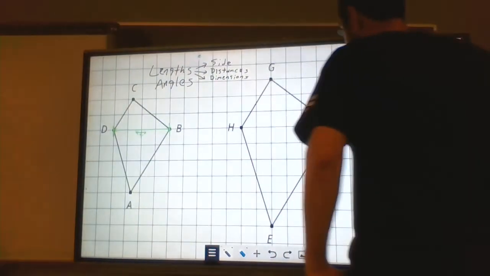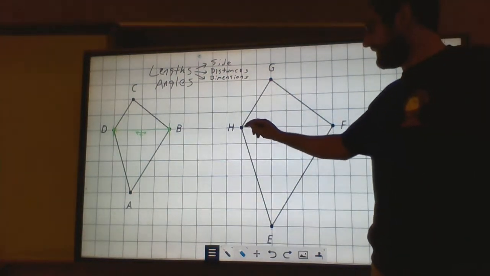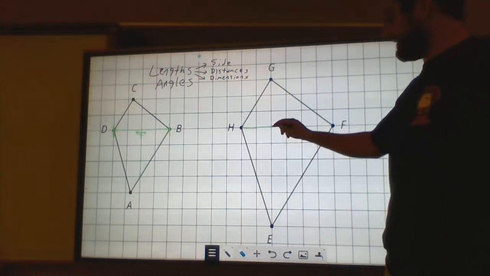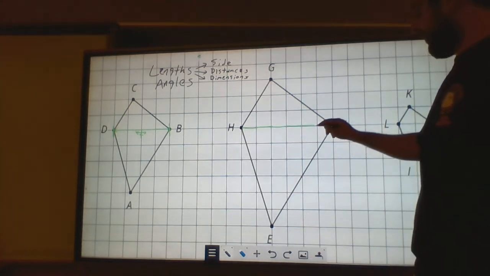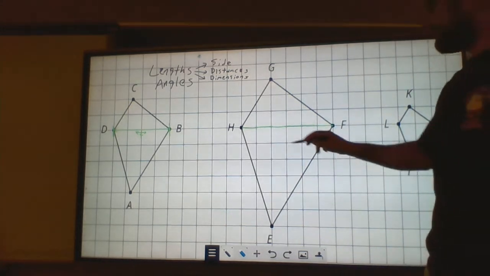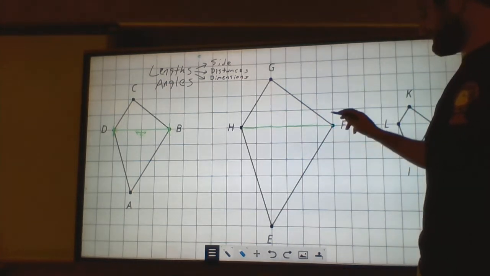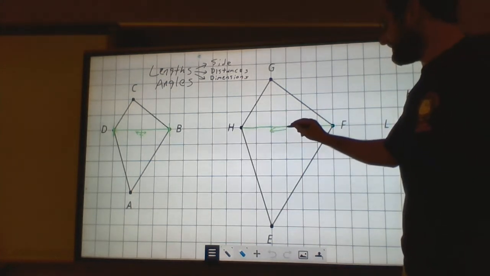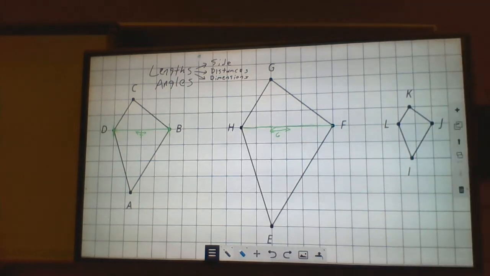Now I'm going to take a look at this bigger scaled copy and measure that same distance between the corresponding points of the larger one. 1, 2, 3, 4, 5, 6. So that same distance is 6 units long in my new shape. And then finally for my third shape, that same corresponding length is only 2 units long.